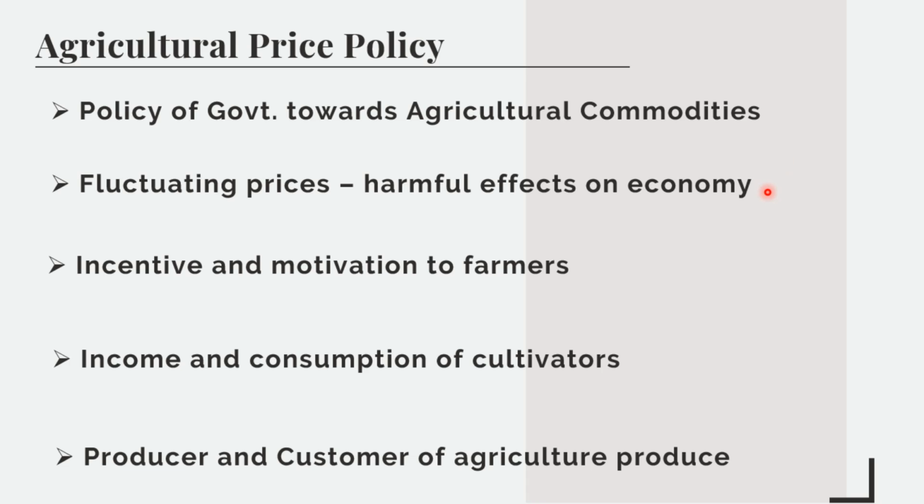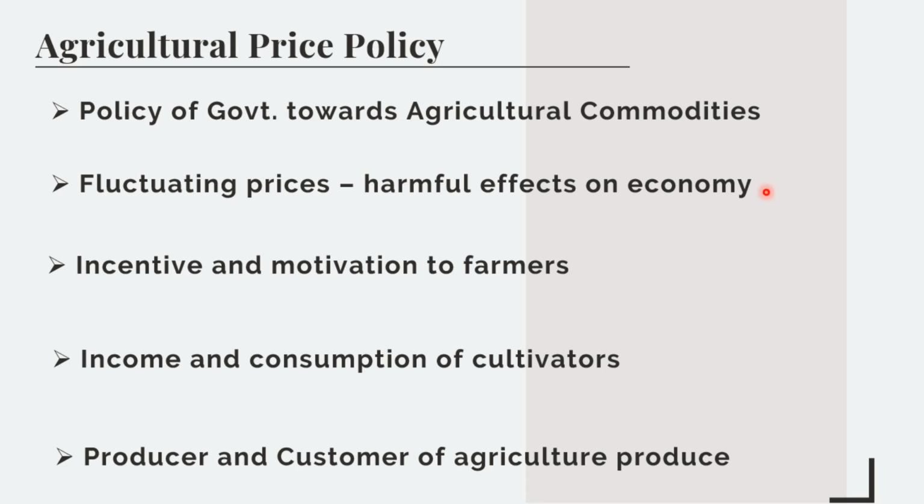Agricultural prices determine the income of the 70% of the population of India. Agricultural prices will affect the standard of living of the farmers. Therefore, the prices of agricultural commodities and the stabilization of those prices is a very essential element for the overall development of the economy. Therefore, the government looks into this particular issue.